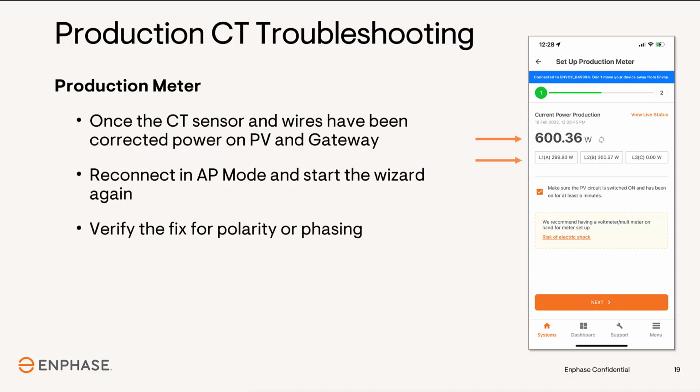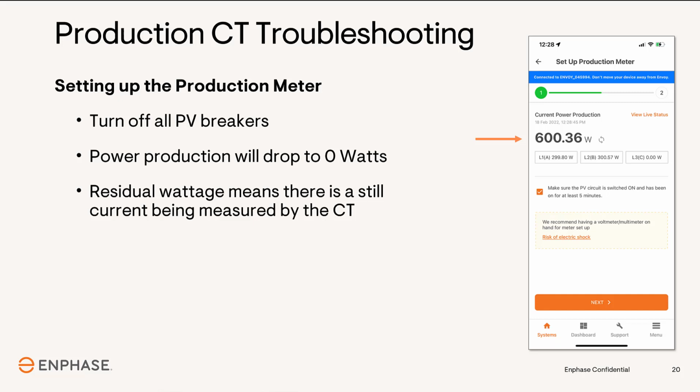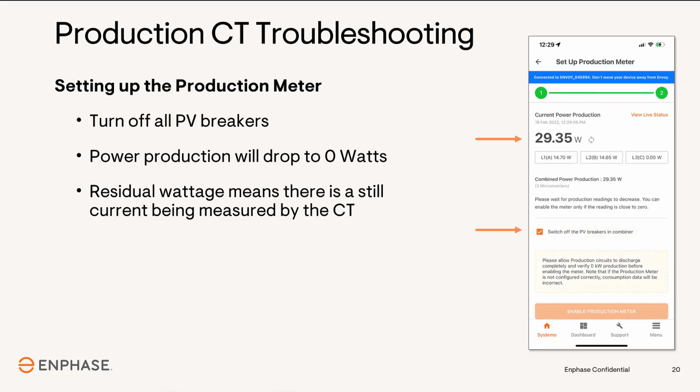Once issues have been corrected, power on the gateway and PV circuits, reconnect your phone to the gateway's AP mode, and start the CT wizard again for the production CT. Confirm the polarity or phasing has been corrected and follow the instructions on the screen and proceed to the next step. Switch off the PV breakers inside the combiner box. When they're switched off, the current power production value will drop to 0.